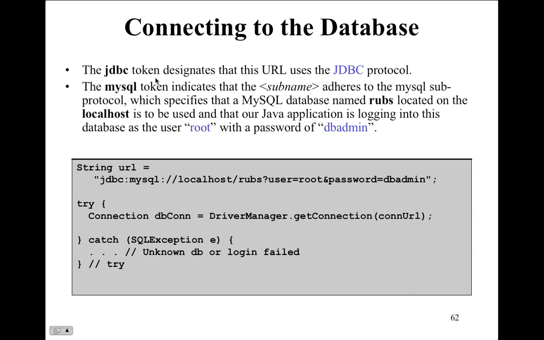The JDBC token designates that this URL uses the JDBC protocol. So the string is equal to jdbc:mysql for a MySQL database. The mysql token indicates the subname addresses the MySQL subprotocol, which specifies the MySQL database. The database itself is called RUBS. We're actually going to use the HR database instead, located in localhost. And it's going to be used with the username root and the database admin password.